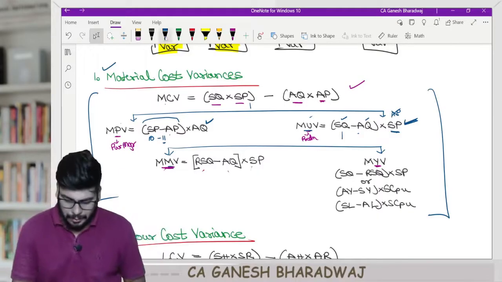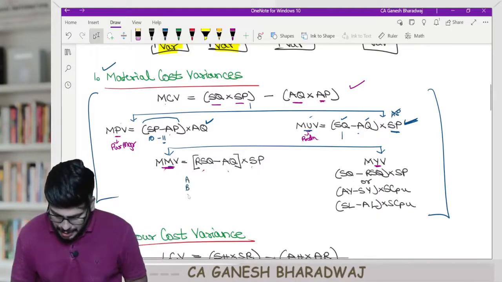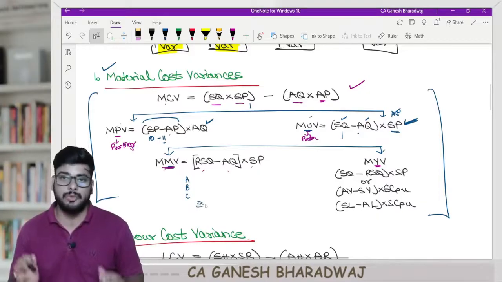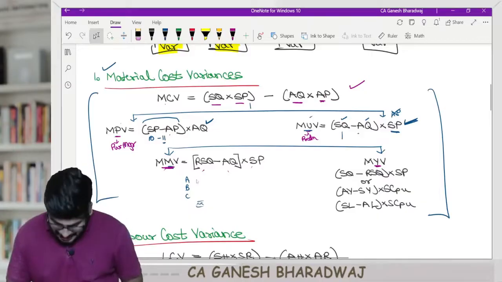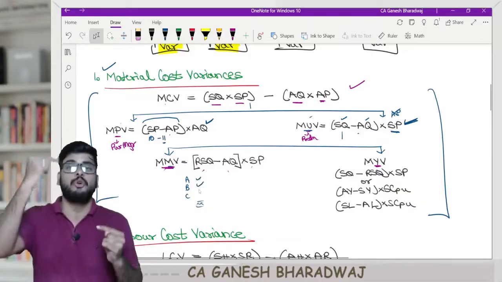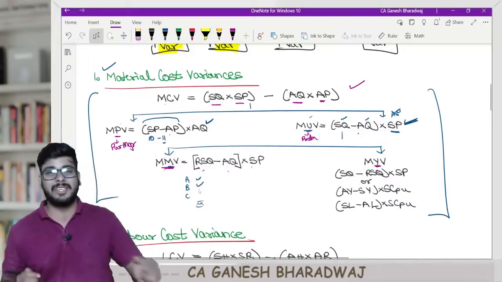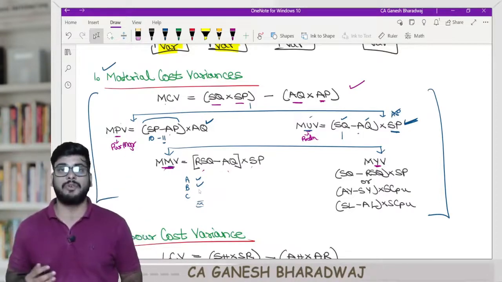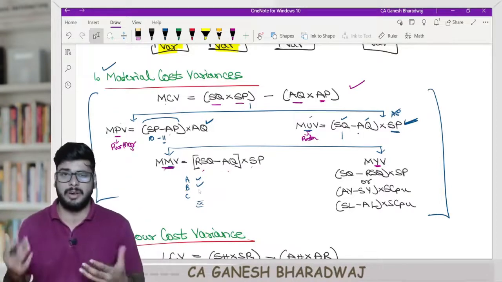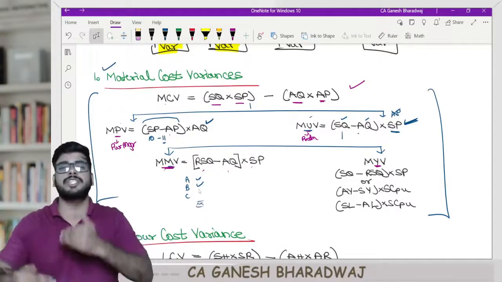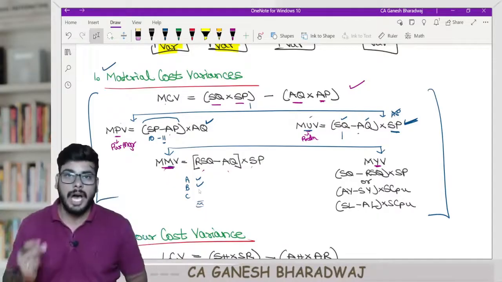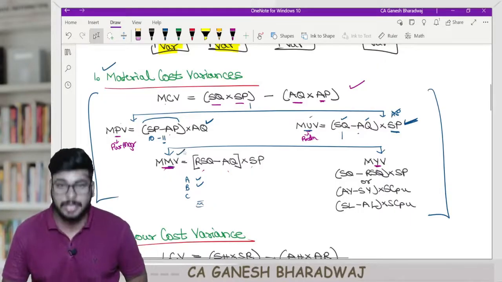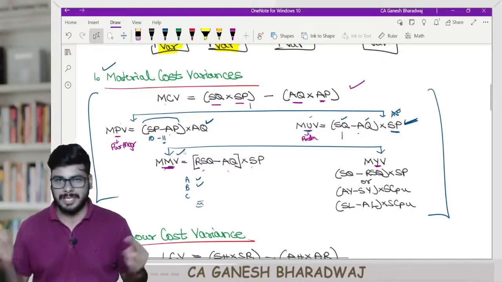So basically what does it show? There are three types of raw materials: raw material A, B and C, right? Now overall maybe the quantity that I consumed would have been correct, but inside this I would have used more of a costlier raw material and lesser of a cheap raw material, or I would have used more of a cheap raw material and lesser of a costlier raw material. Now because of the deviation in the mix, how much is the amount that is attributable to the usage variance is what gets tracked down here in my material mix variance. Are you clear with this?